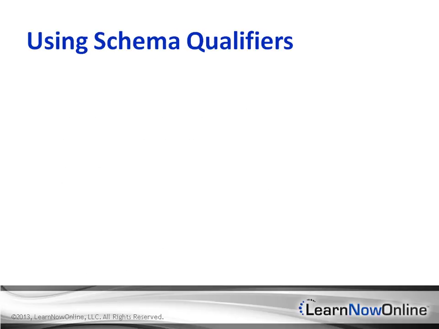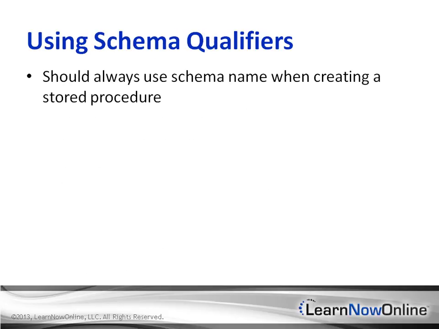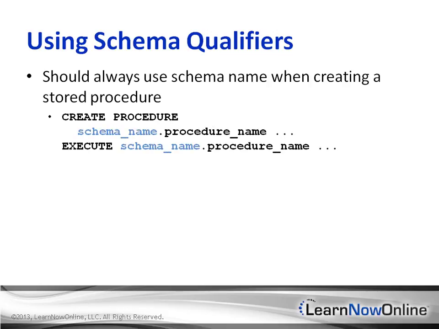Now, a note about using schema qualifiers. When you create and call stored procedures, you should always use the schema name. And that looks like this. So you CREATE PROCEDURE schema name dot procedure name, and then when you execute it, EXECUTE schema name dot procedure name. Don't reference just the stored procedure name alone. The reason is that this provides performance benefits. SQL Server doesn't have to resolve the schema name when you explicitly specify the schema. So SQL Server doesn't have to take the time to find which schema the procedure belongs to and resolve conflicting names.